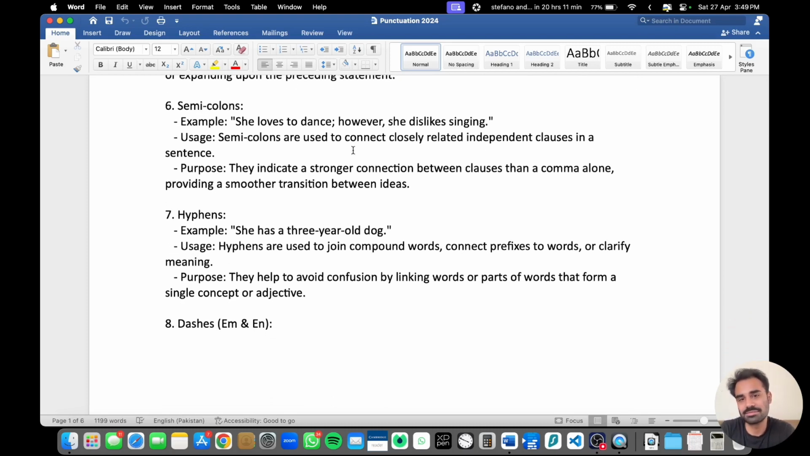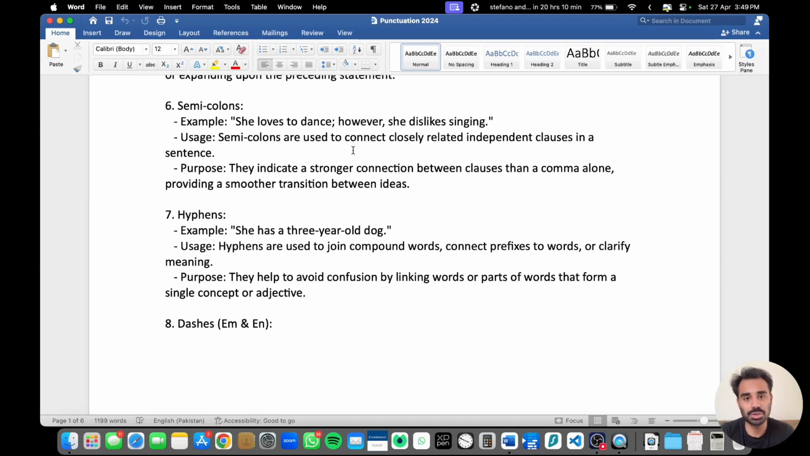She loves to dance; however, she dislikes singing. Now see over here. If I would have only put the comma, not a semicolon, not "however" as a conjunction, will that be correct? Yet again, it would have been a mistake of a comma splice. So that's how we mitigate the problem, or abolish the problem.